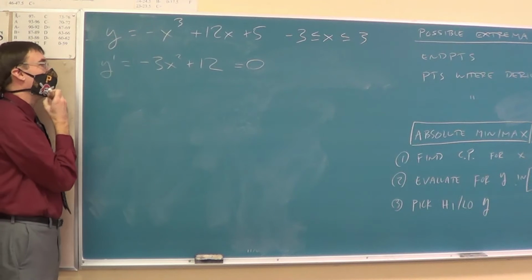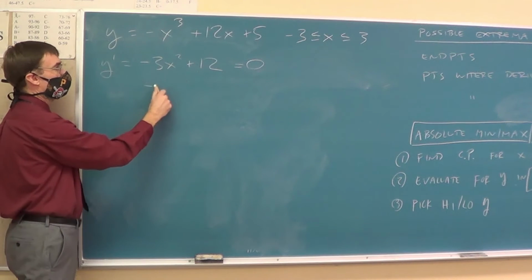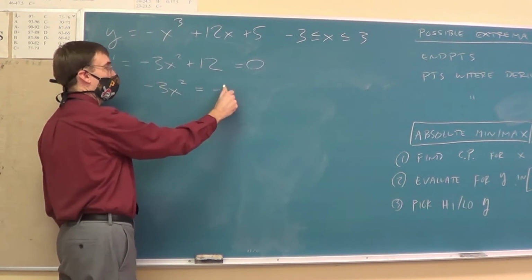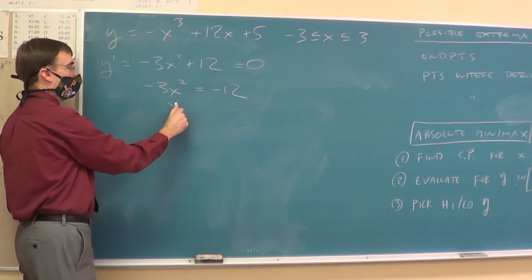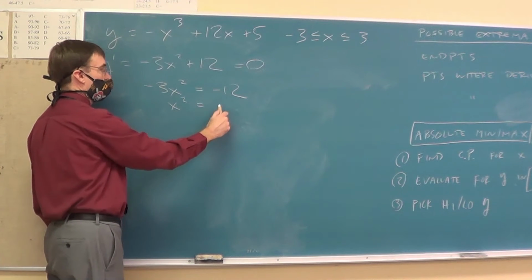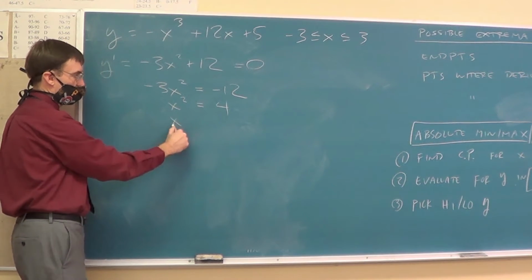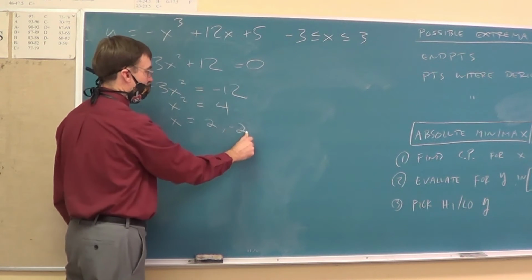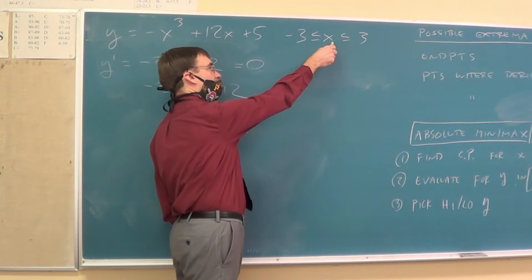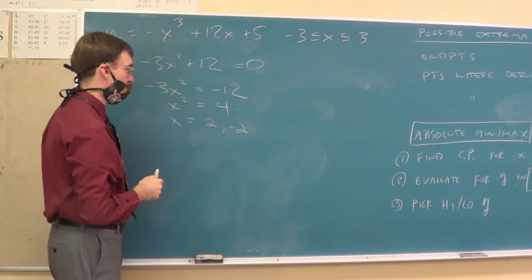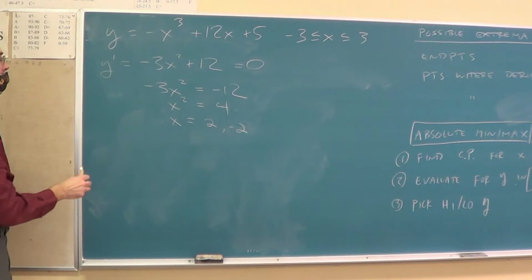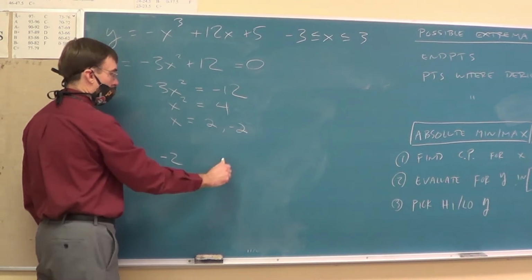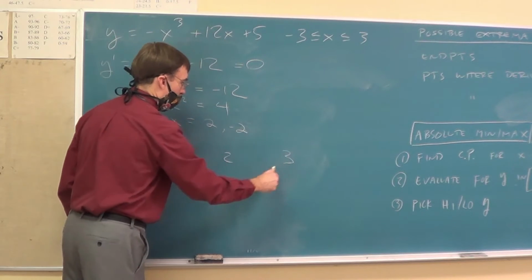You could solve this a couple of ways. One thing you could do is start doing your opposites like algebra 1, like subtract the 12 out of there. You could divide by negative 3. This could reveal that x is positive 2 or negative 2. Check those are in bounds, so we're going to keep all those numbers. So we're going to go negative 3, negative 2, positive 2, positive 3.